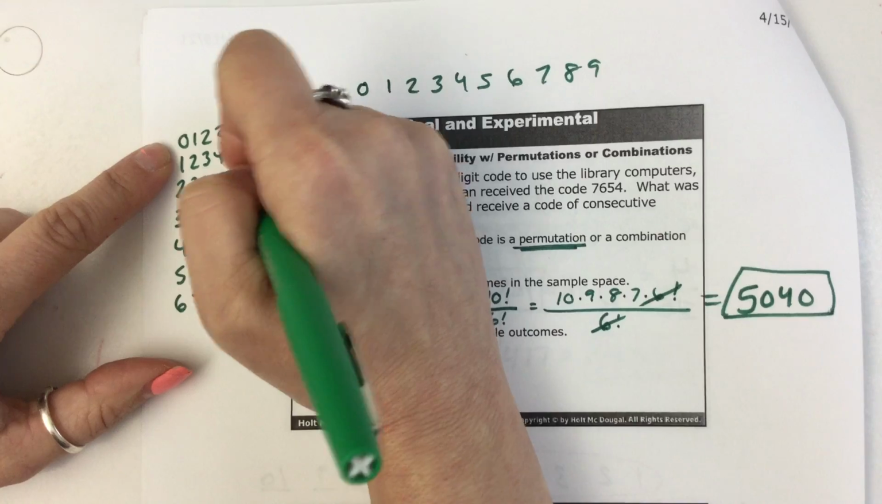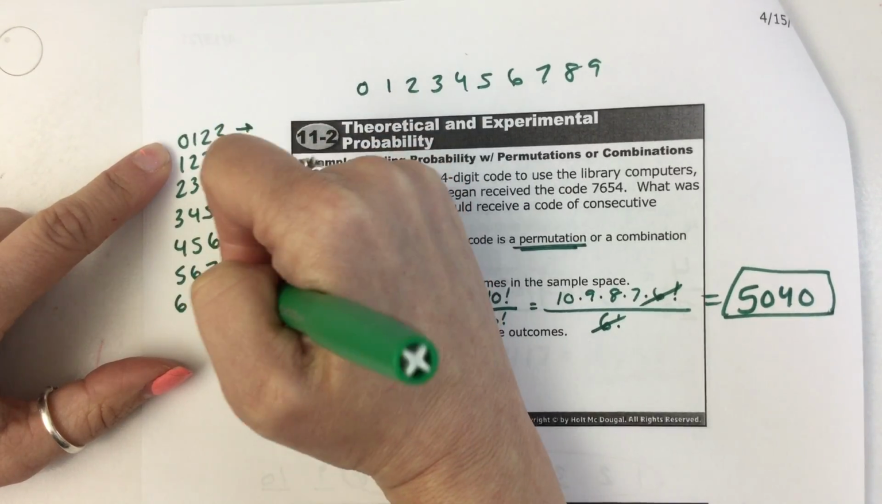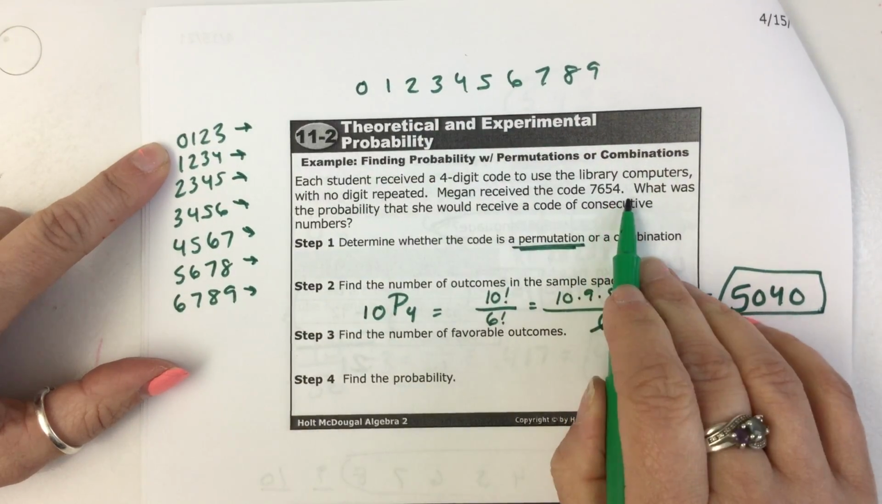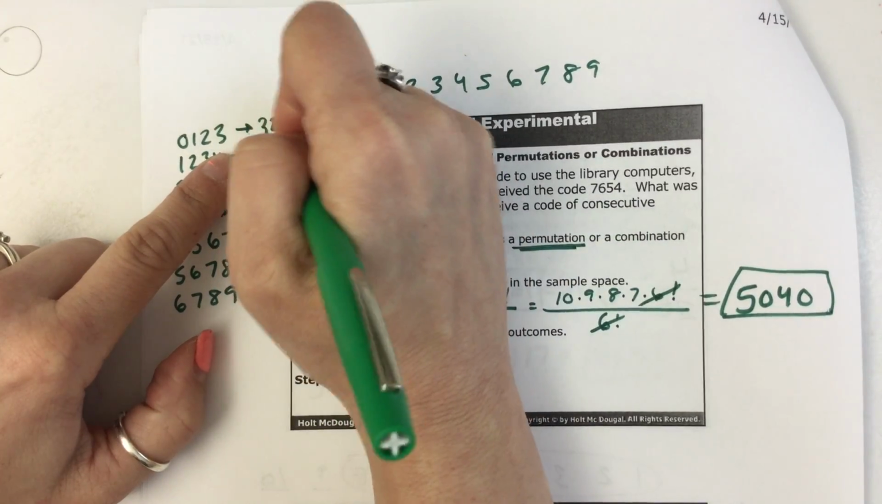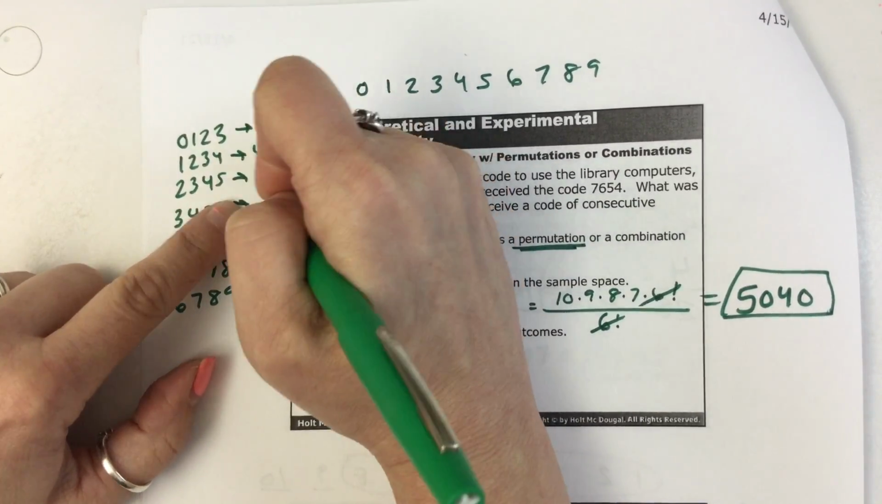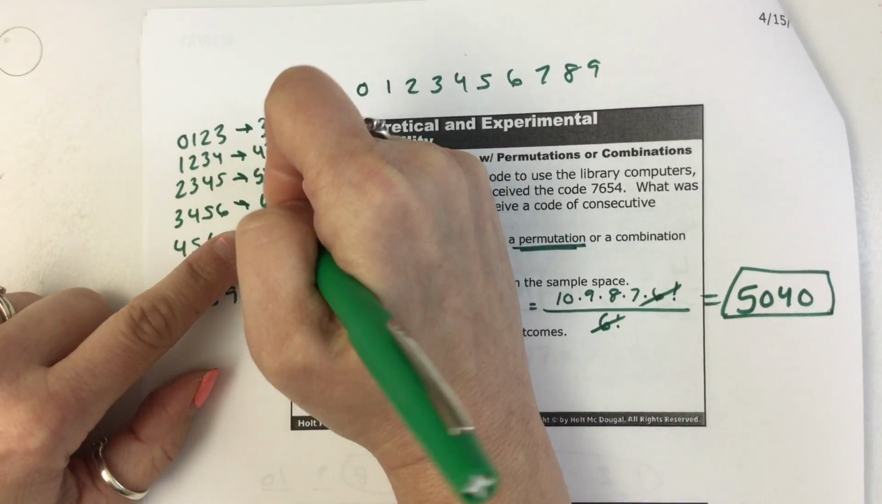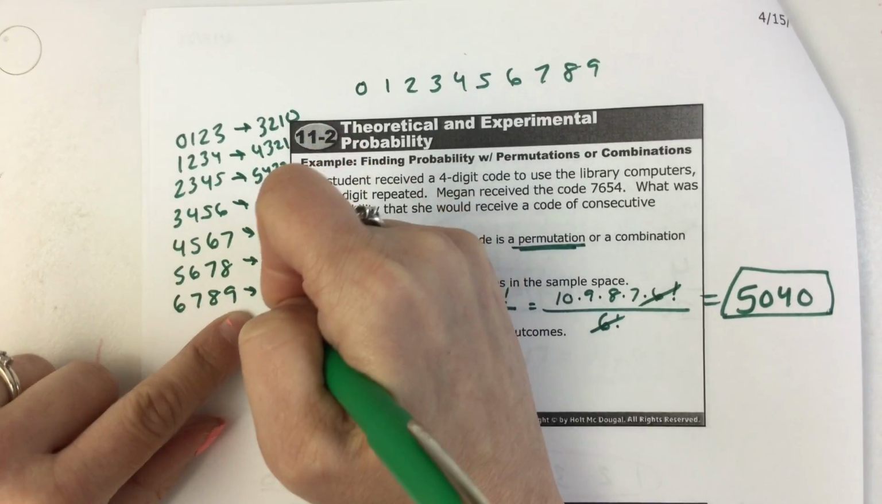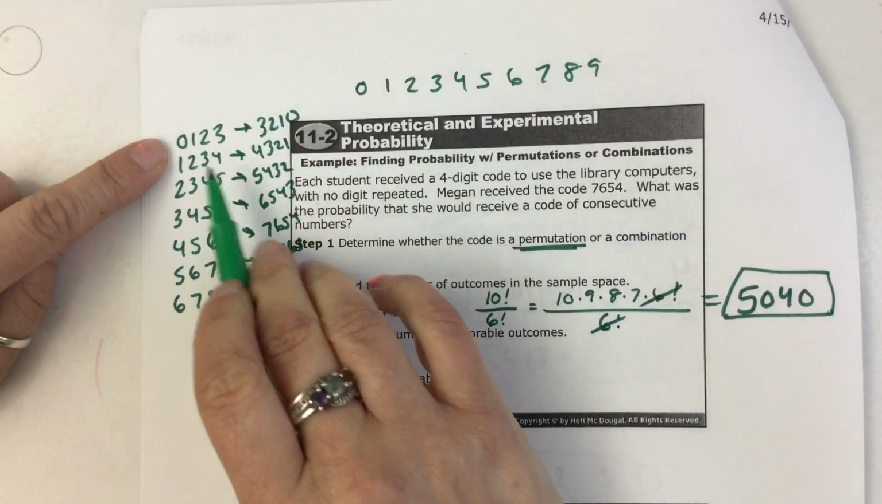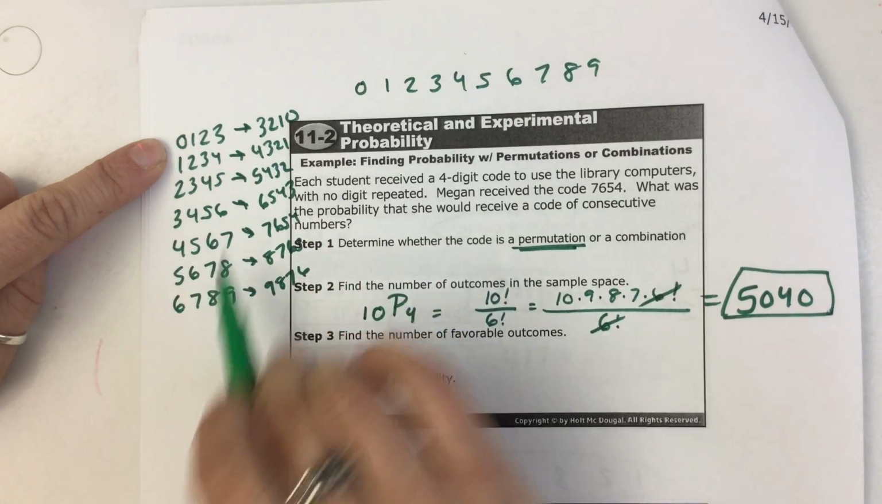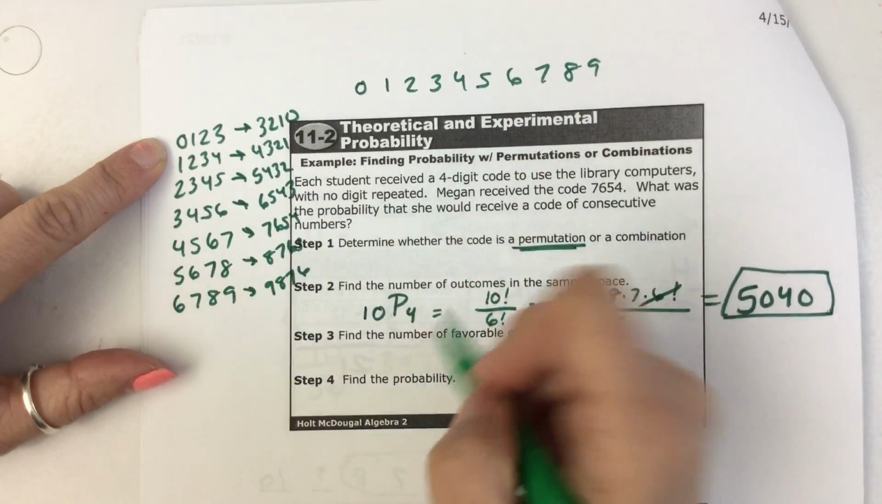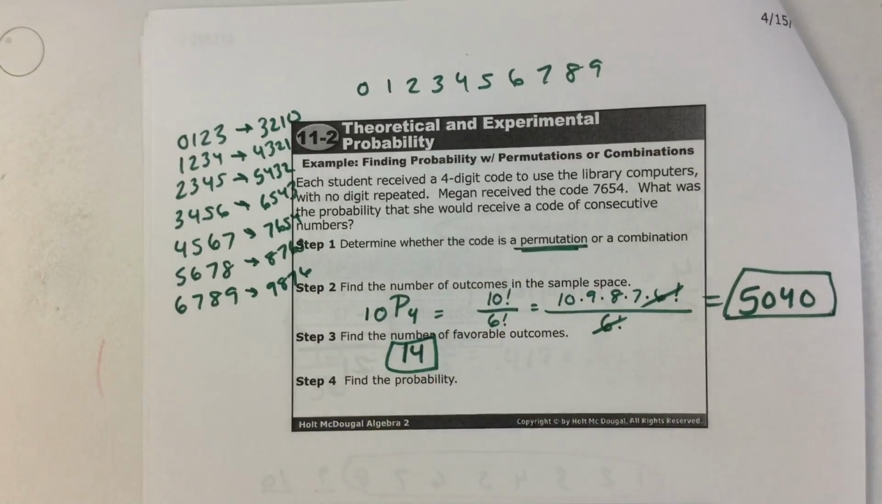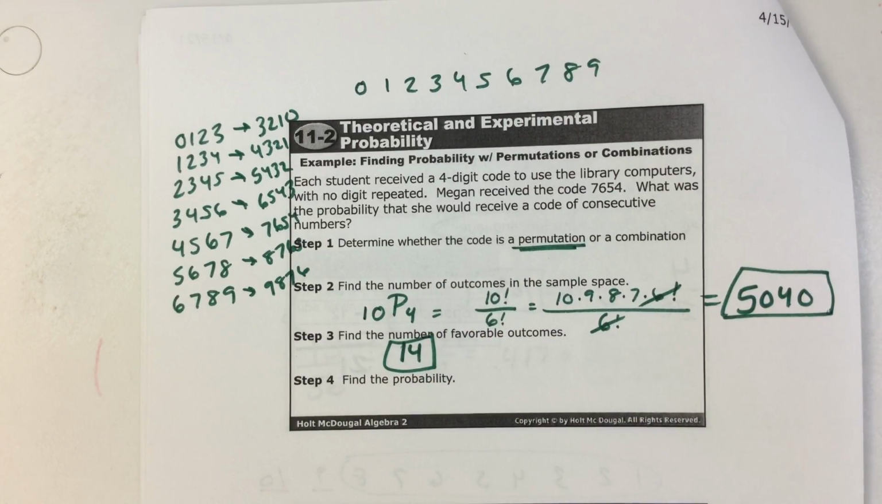But notice the code that she got was going backwards, 7, 6, 5, 4. So you have to realize this could be 3, 2, 1, 0. This could be 4, 3, 2, 1; 5, 4, 3, 2; 6, 5, 4, 3; 7, 6, 5, 4; 8, 7, 6, 5; 9, 8, 7, 6. So I have 14 possible 4-digit codes using the numbers 0 through 9 where you have consecutive numbers, meaning that they're just in counting order.